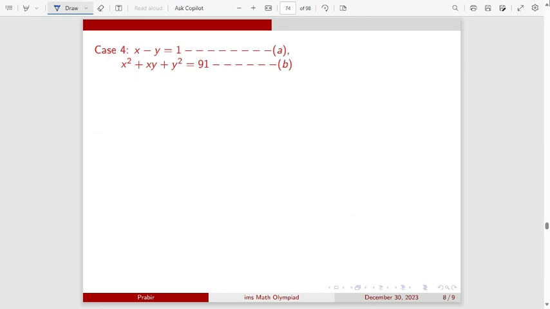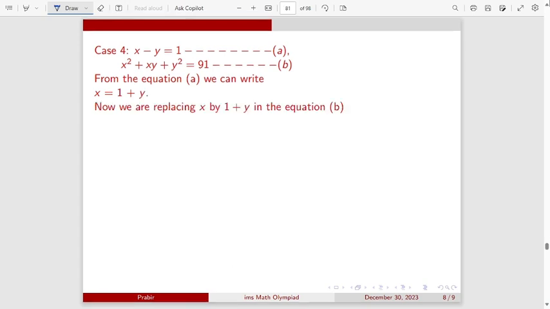Case 4. This is our last case. In case 4 we have x minus y equal to 1, and x square plus x plus y square equal to 91. Again we are doing a similar process. From the equation we can write x equal to 1 plus y, and now we are replacing this x by 1 plus y in equation b.